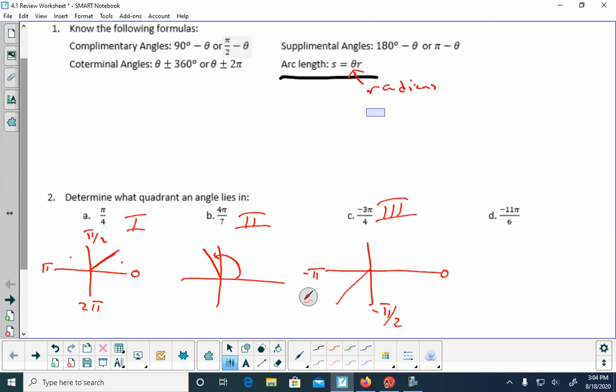Negative 11 pi over 6 is going to be the same idea. 11 over 6 is more than 1, so it's larger than negative pi. I need to know if it's larger than negative 3 pi over 2. If I'm not sure, I would take 11 and divide it by 6 on my calculator and find that it's 1.8. So it would be negative 1.8, and negative 1.5 would be here, so negative 1.8 would be here somewhere. This angle is going clockwise, and so this angle is going to be in the first quadrant.